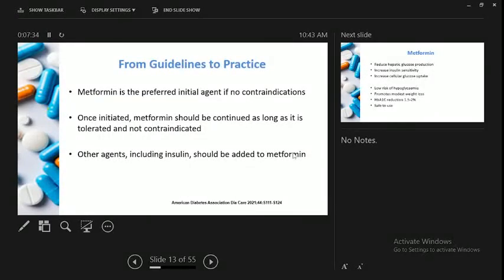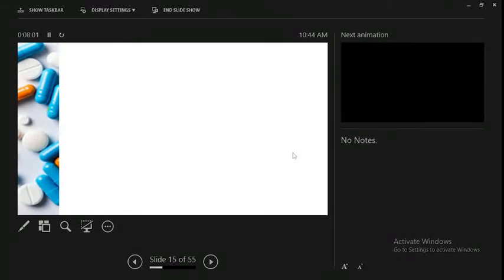If you look at the guideline, metformin is still the preferred initial agent, and the recommendation is, if there are no contraindications, to start with metformin, and then if the control is not adequate, you can think about adding other agents on top of metformin. That is the usual guideline, but some guidelines are now coming up saying that you don't have to go with metformin, but at the moment metformin remains the initial therapeutic option.